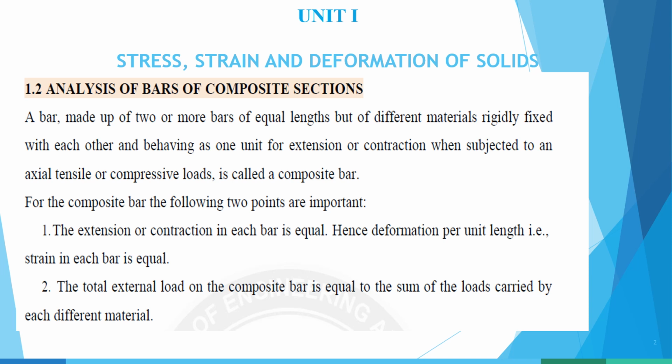This is Unit 1. Let me discuss the analysis of bars of composite sections. A bar made up of two or more bars of equal length but of different materials, rigidly fixed with each other and behaving as one unit for extension or contraction when subject to an axial tensile or compressive load, is called a composite bar. For the composite bar, the following two points are important.